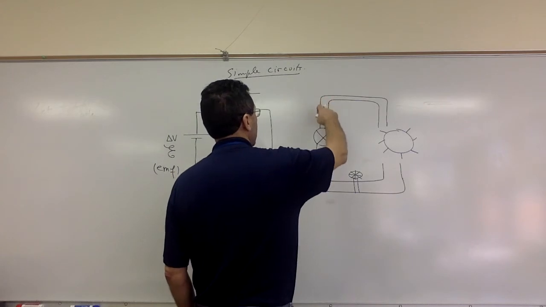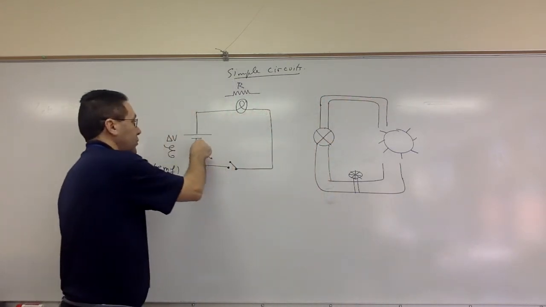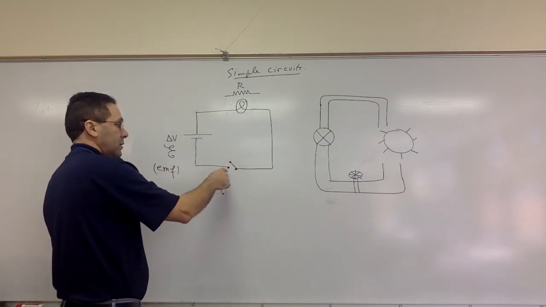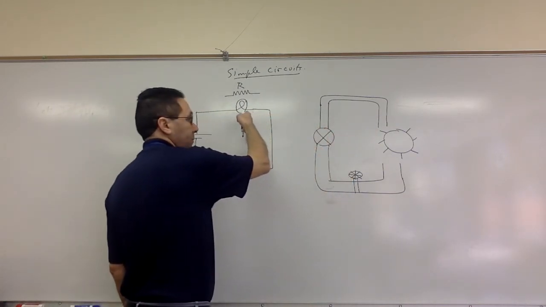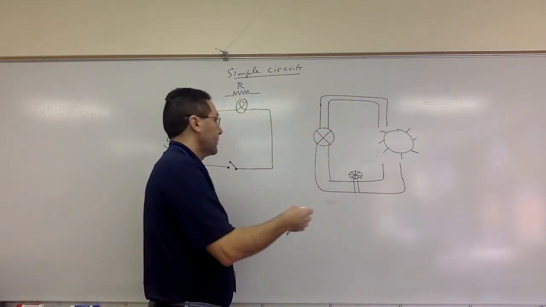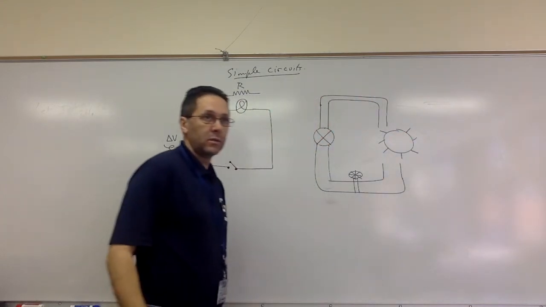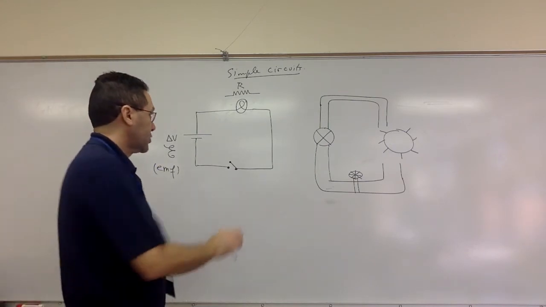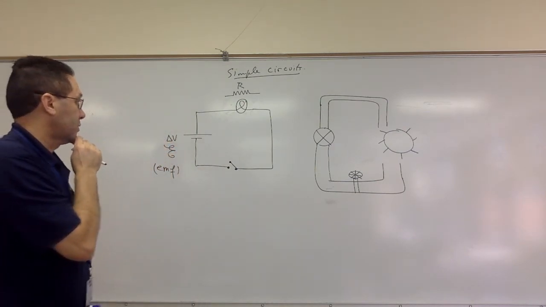So for me, current is the flow of water. The pump is equivalent to the voltage source, meaning a battery. The valve is equivalent to the switch, and the light bulb is what's giving me electricity. So I'm doing something useful with that electricity. So here I'm doing something useful with that water, making this mill turn. The voltage does not flow through the circuit. Only the current flows through the circuit.